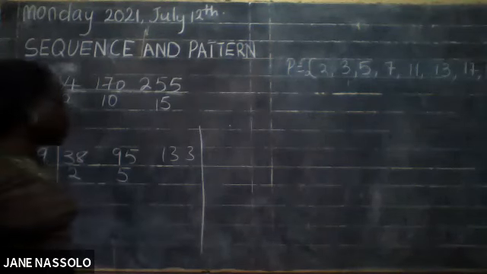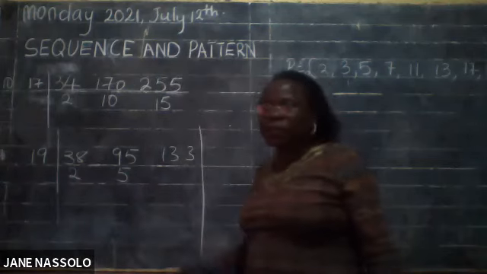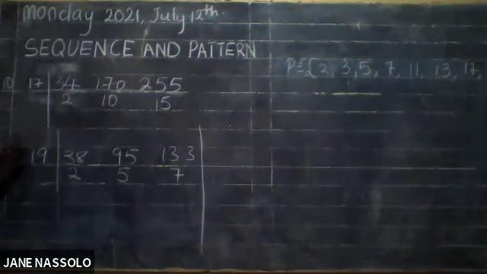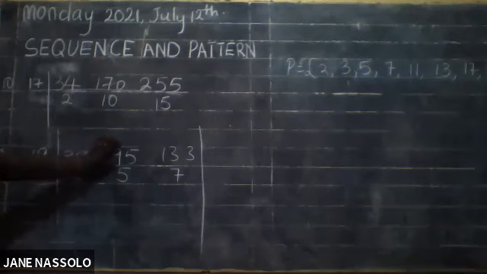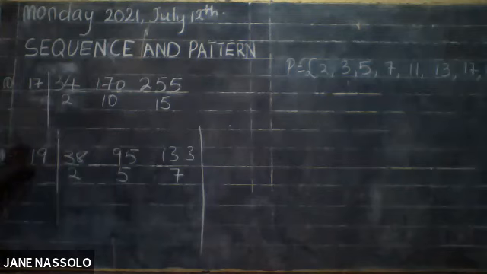And then, how many times does 19 go into 133? 7 times. So that means 19 is a factor of all the 3 numbers. The number whose multiples are 38, 95, and 133 is 19. And this is how we obtain it.